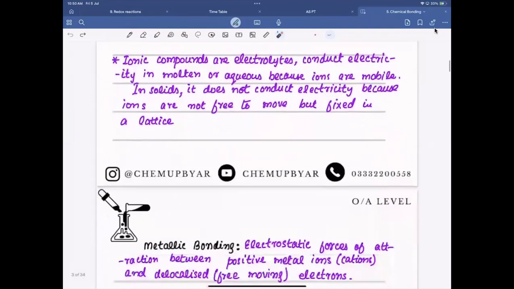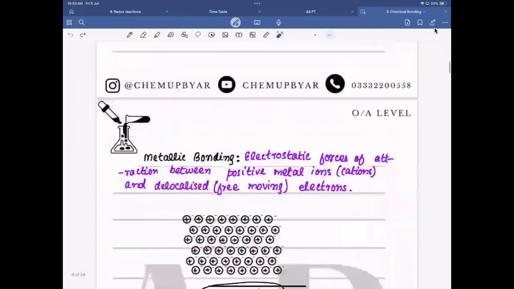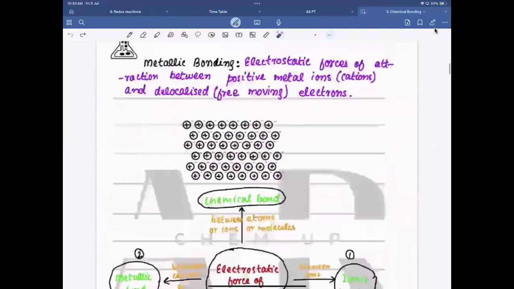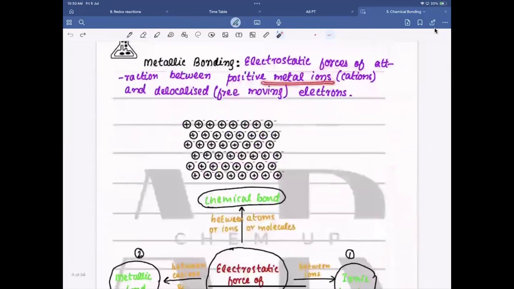Now, after this, we have metallic bonding. In metallic bonding, we know that there are electrostatic forces of attraction between positive metal ions and delocalized, free moving electrons, right? So this is metallic bonding.